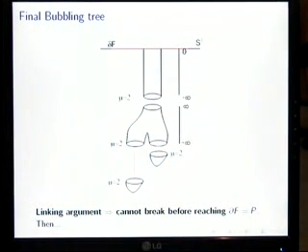So what does it mean? It means that this Bishop family cannot break before reaching the boundary. It must continue. There is no space for it to break. Otherwise, you would produce something like that.